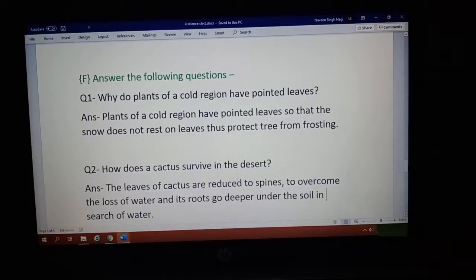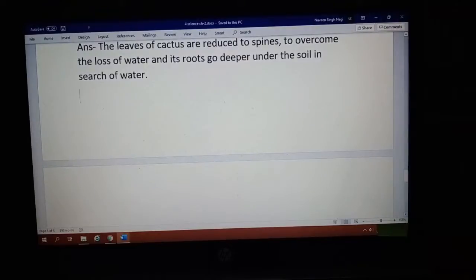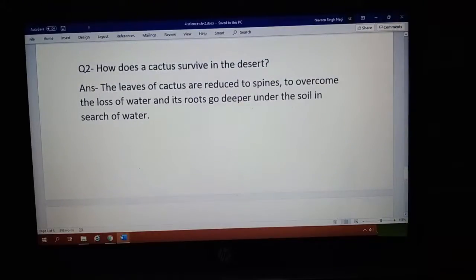Now students, question number 2, how does a cactus survive in desert? Already we have done some questions related to this topic. So its answer is, the leaves of cactus are reduced to spines, means kaante, to overcome the loss of water, and its roots go deeper under the soil in search of water.